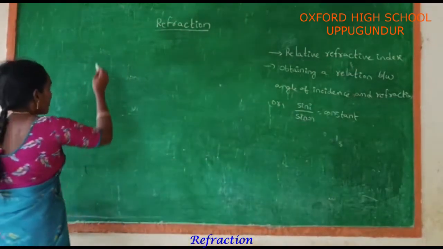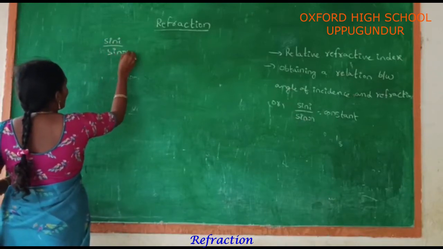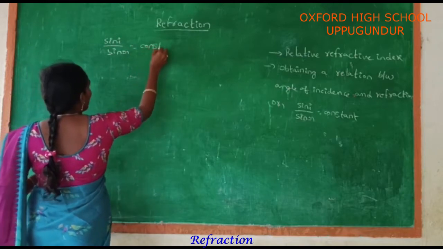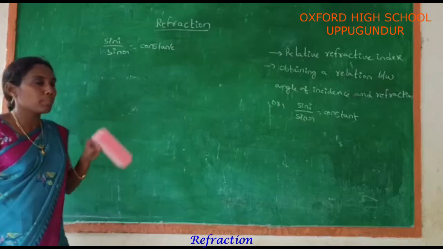Sin i by sin r is equal to constant. What are the materials required to prove this, or to do this experiment?